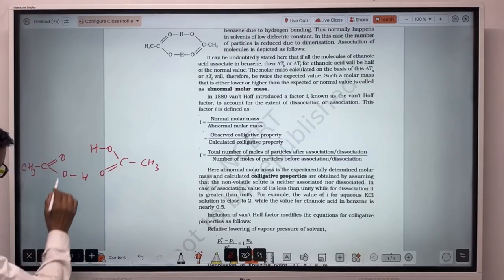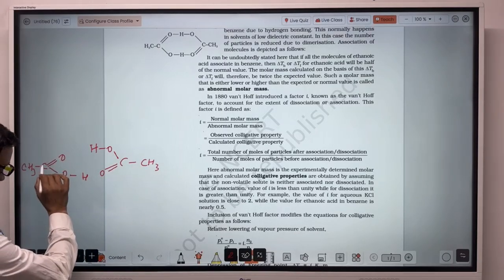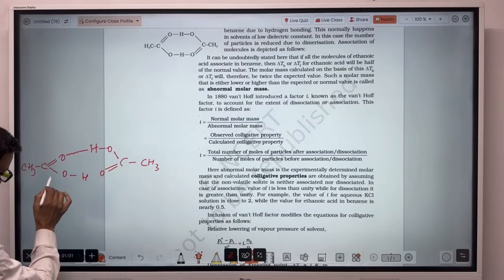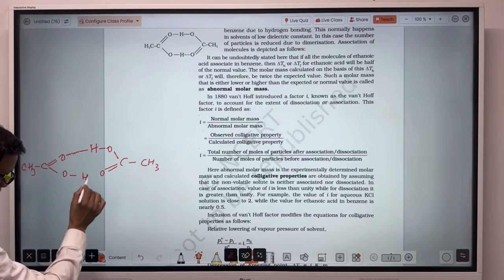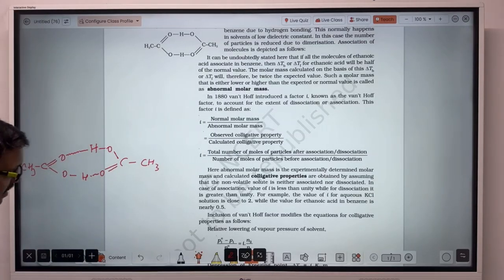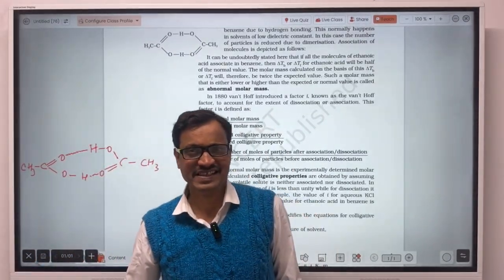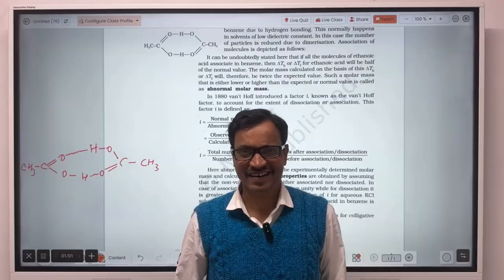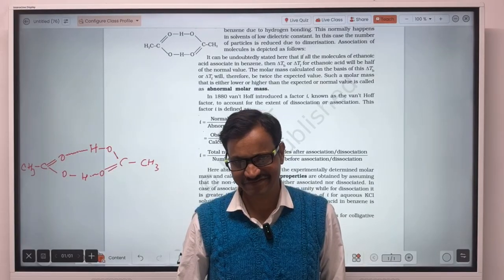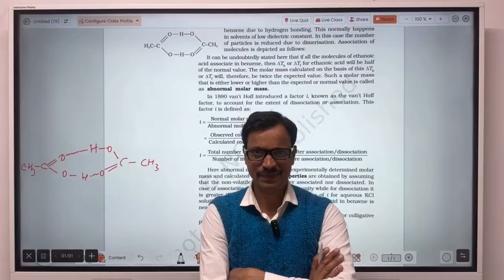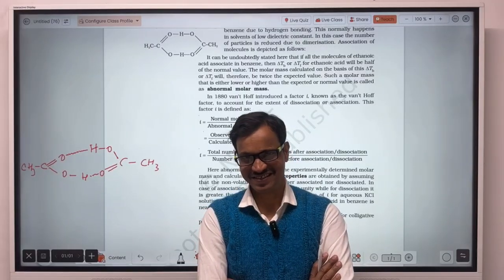What happened? The oxygen of this carbon will be hydrogen bonded with this hydrogen, and the hydrogen attached to this oxygen will be hydrogen bonded. And you know, hydrogen bonding is the strongest intermolecular bonding. Intermolecular bonding means bonding between two molecules.